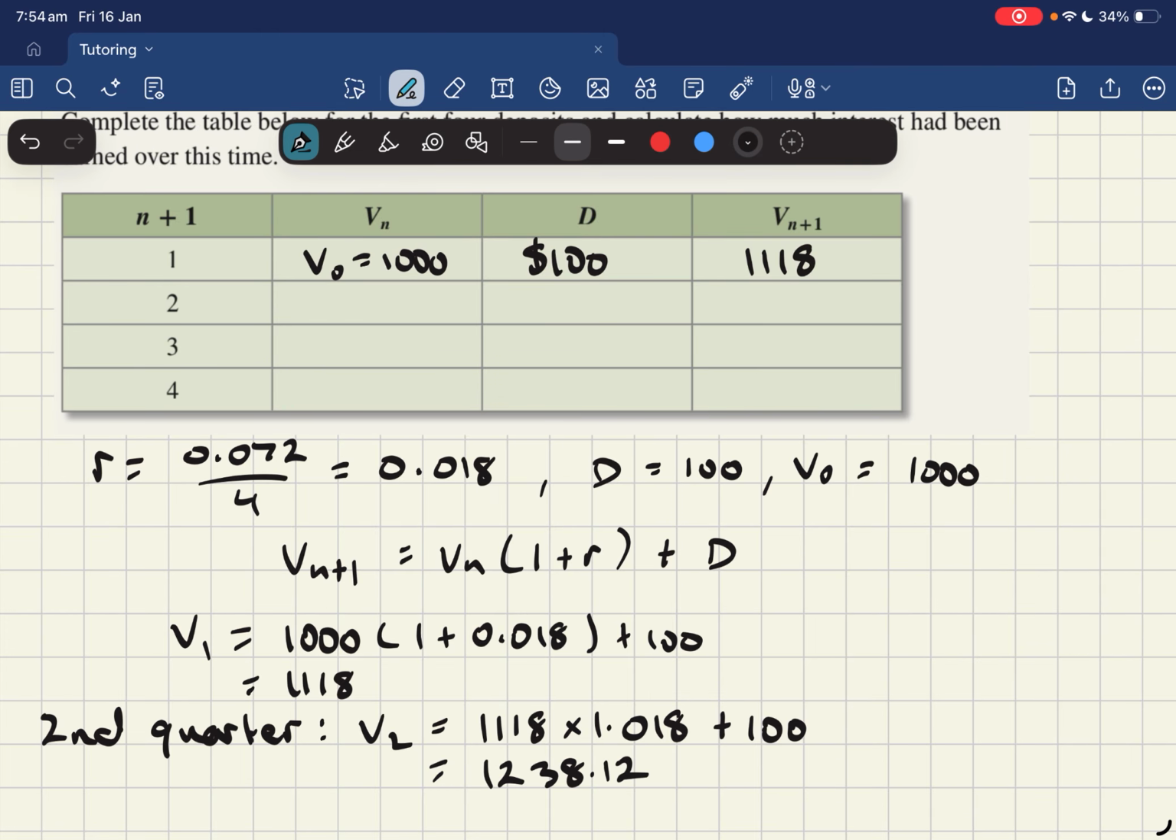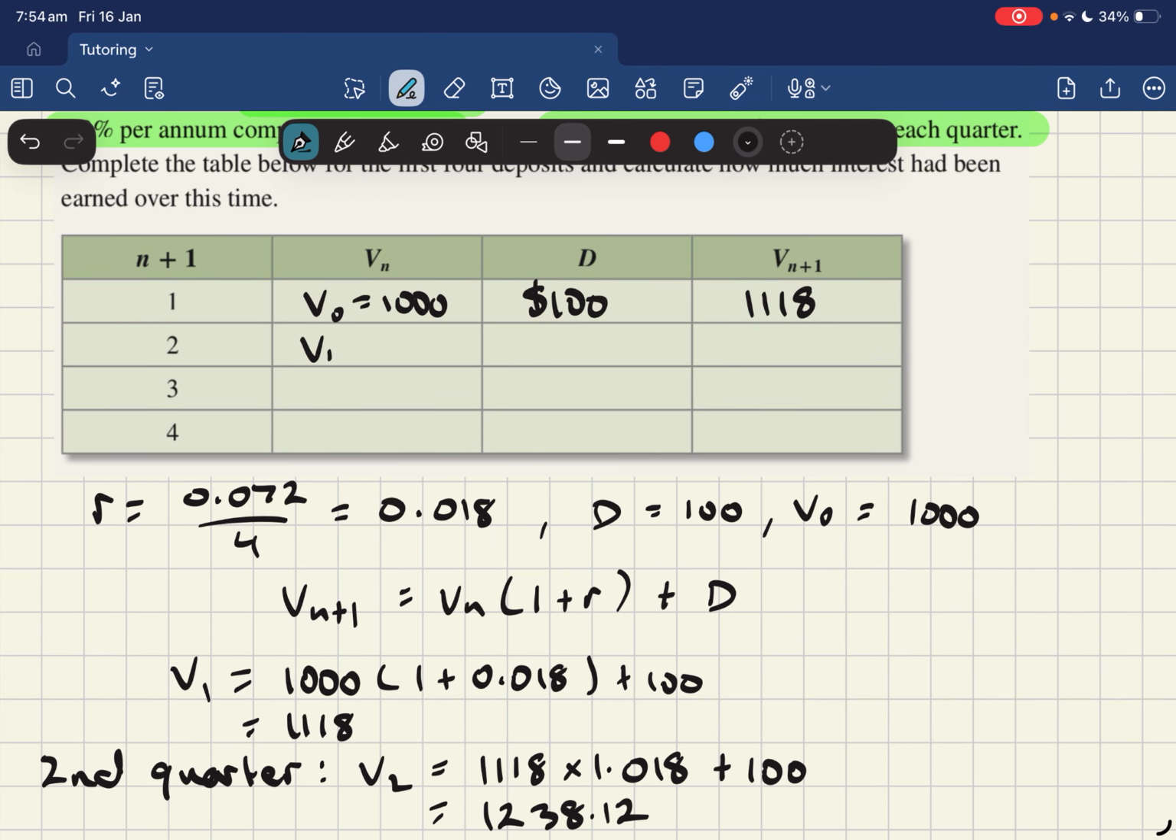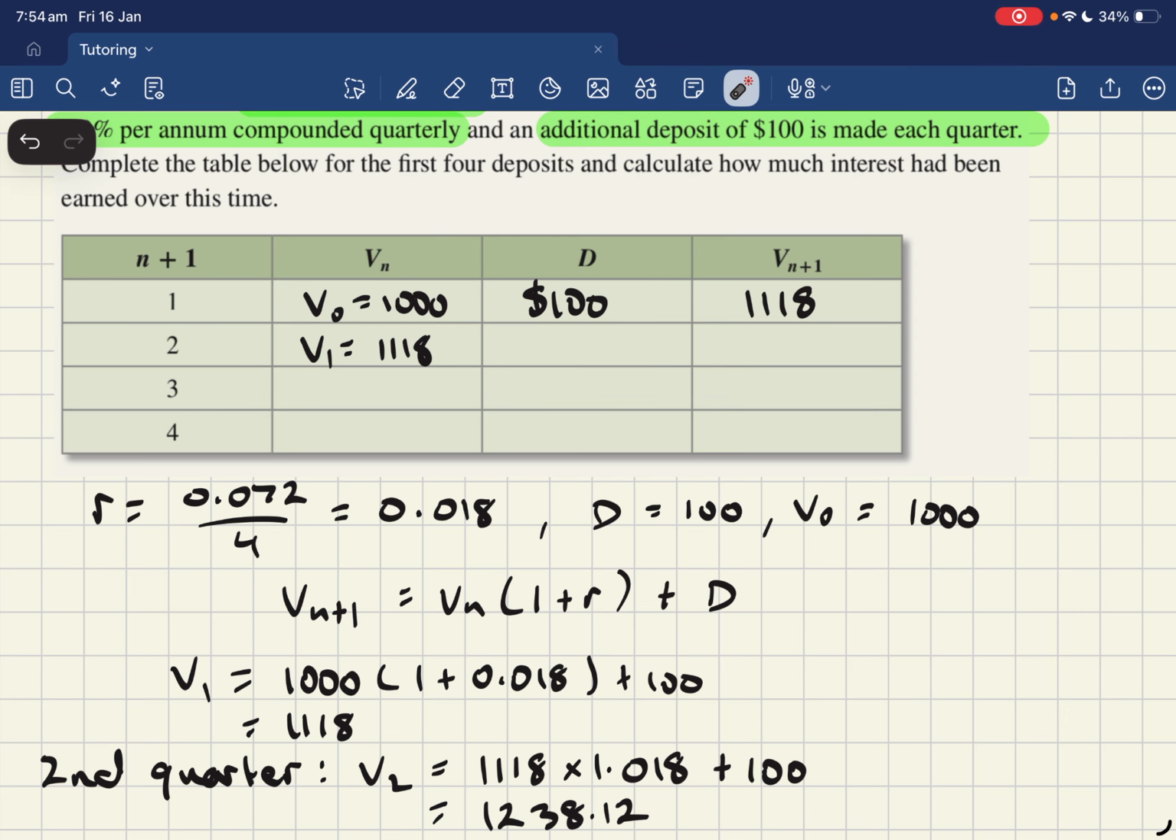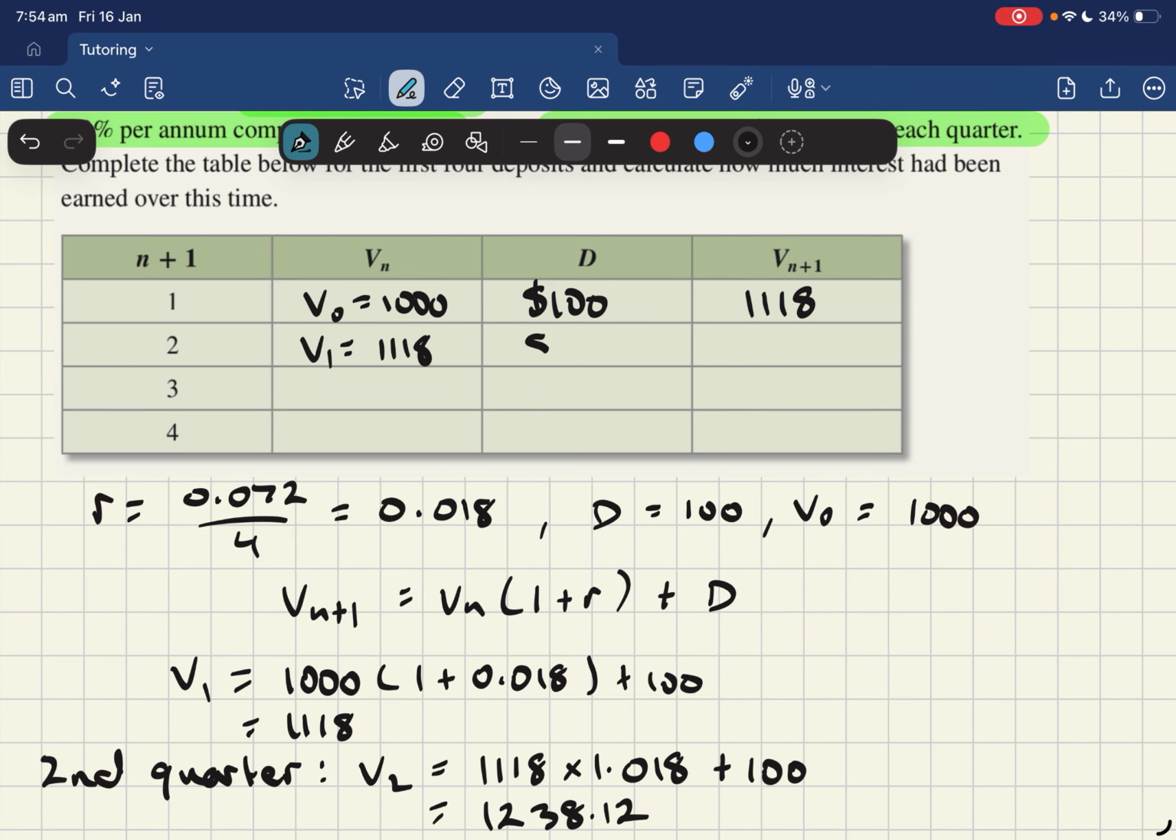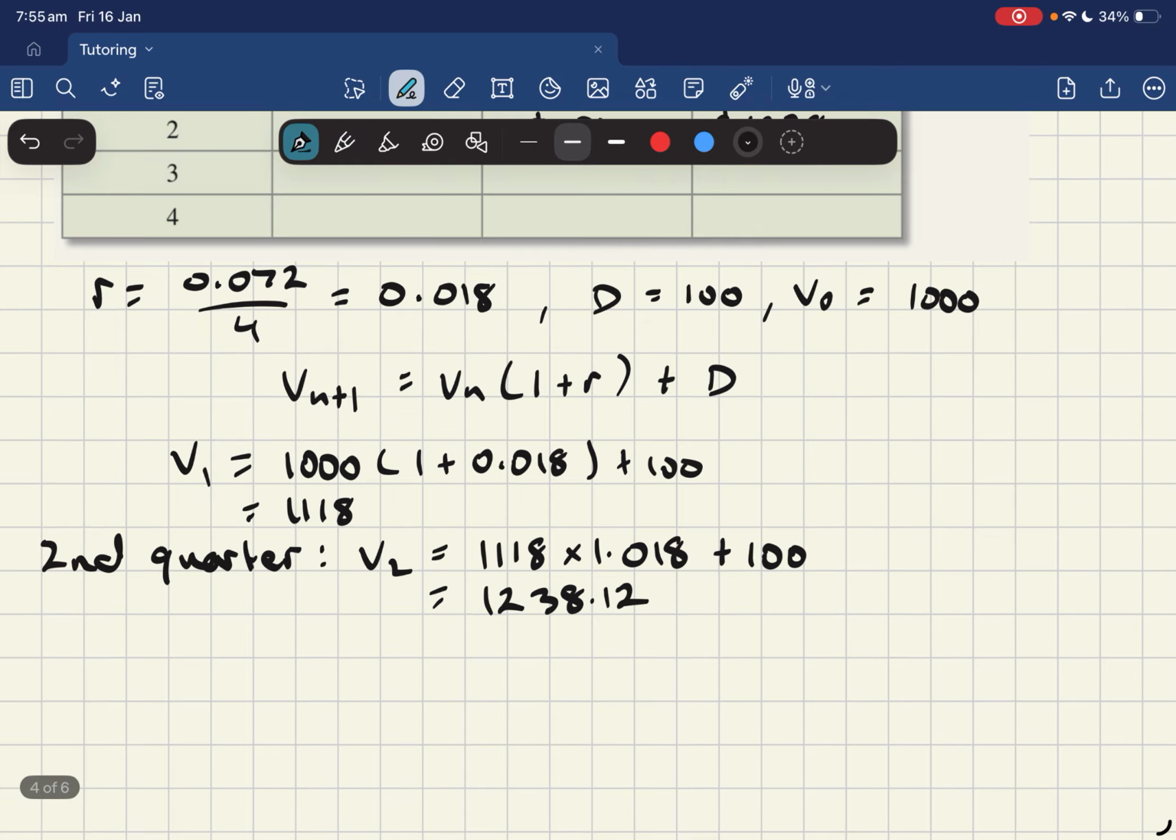Now your V1 is 1,118. That's the one at the end of the previous quarter. Our amount we're putting in is still 100. And our V2 is 1,238.12. Okay, now we just keep going.